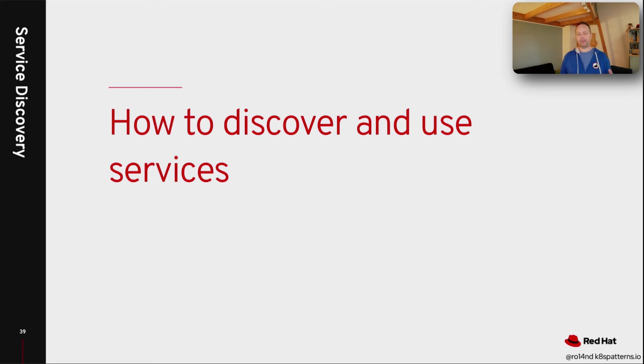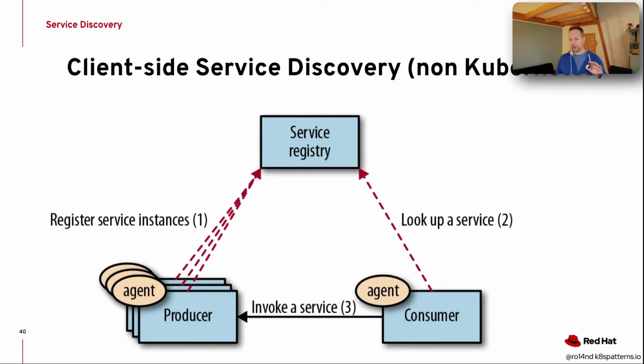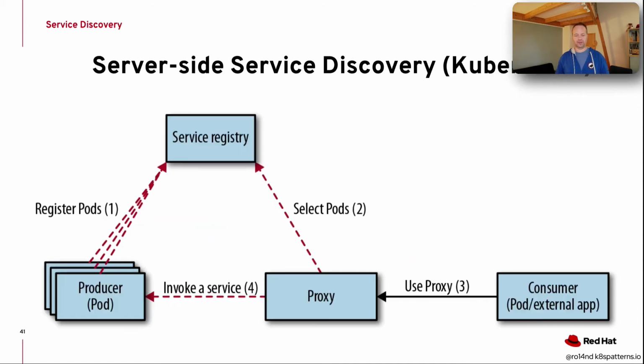This pattern is all about how you discover and use services with Kubernetes in different variations. First of all, let's have a quick look at the non-Kubernetes world and how service discovery works there. Typically you have a producer, the one who offers your service. The producer registers its service in a service registry, like Consul, for example. Then you have a consumer who needs to do an active lookup to the registry, for example with a name. It gets back a reference to the service and then invokes the service in the third step. Sometimes there are agents involved which you have to connect to your services.